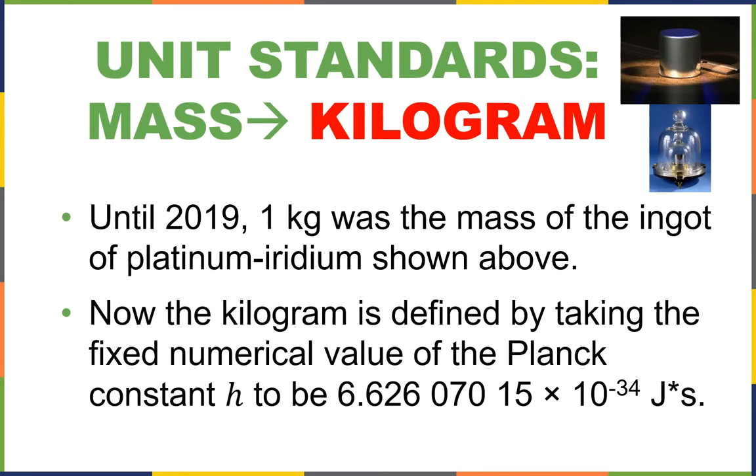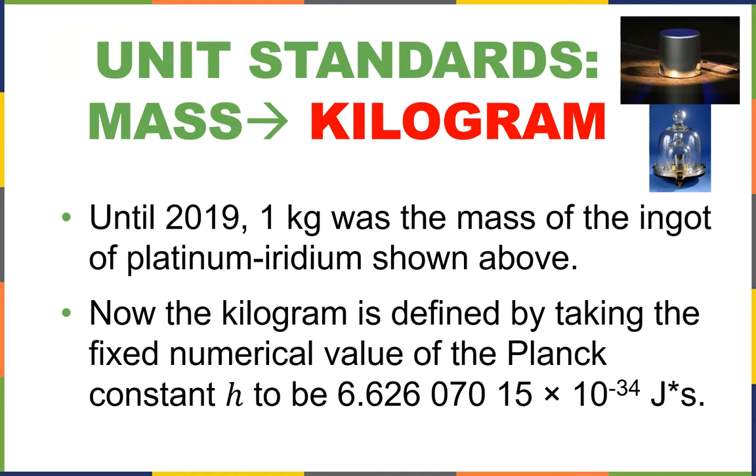Then we have the kilogram. Up until 2019, this year, the kilogram was the mass of an ingot of platinum iridium that was stored in a double vacuum chamber. There's a bell jar, and inside that is another bell jar. Each one is independently pulled down to try to get the best vacuum they can. But how are you going to compare to that? That's pretty much a useless standard, isn't it?